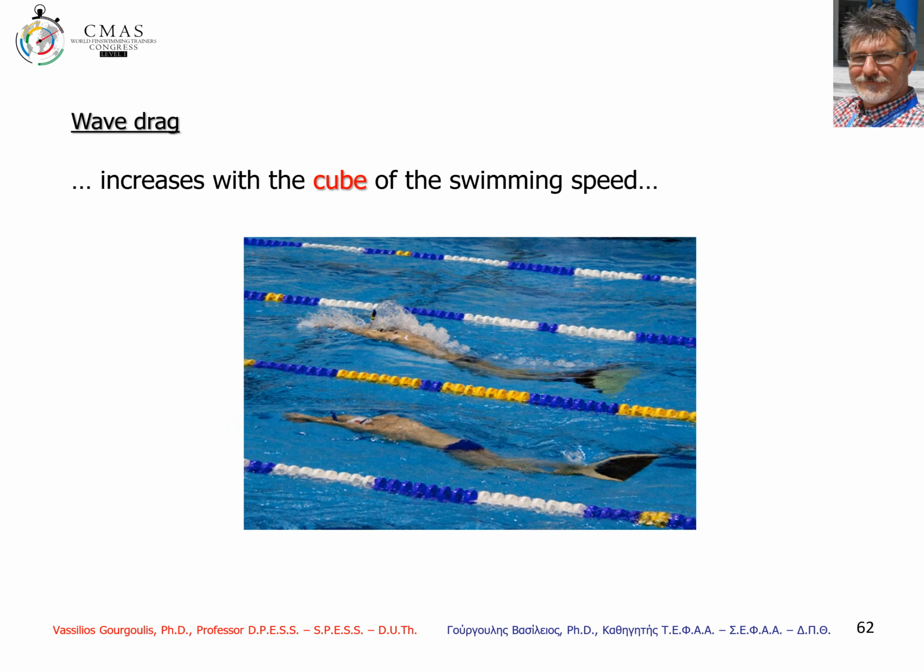With increasing speed, both the wavelength and the wave amplitude increase. Wave drag depends mainly on the swimmer's body shape, the movements in proximity to the water surface, and increases according to the cube of the swimming speed. This means that if the swimming speed doubles, the wave drag increases 8 times.